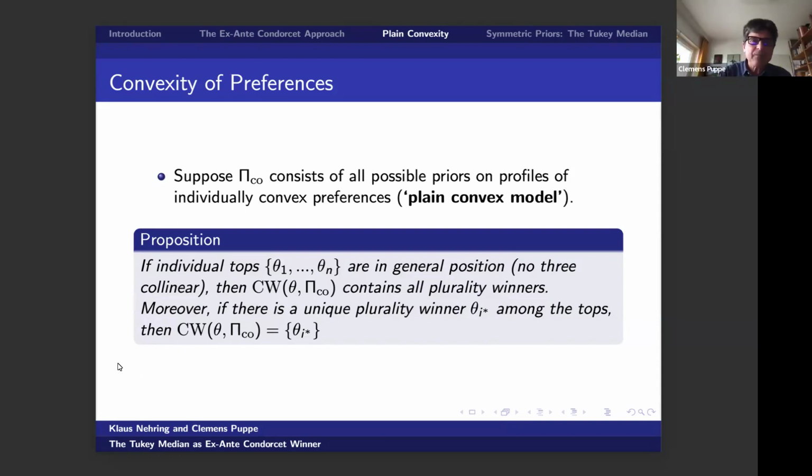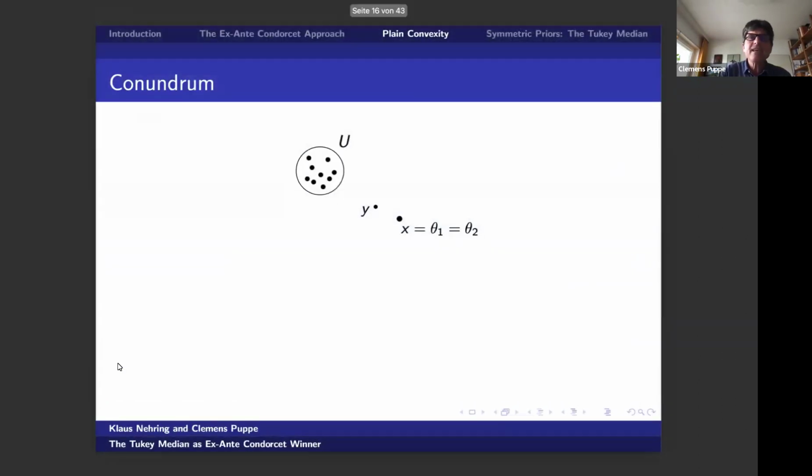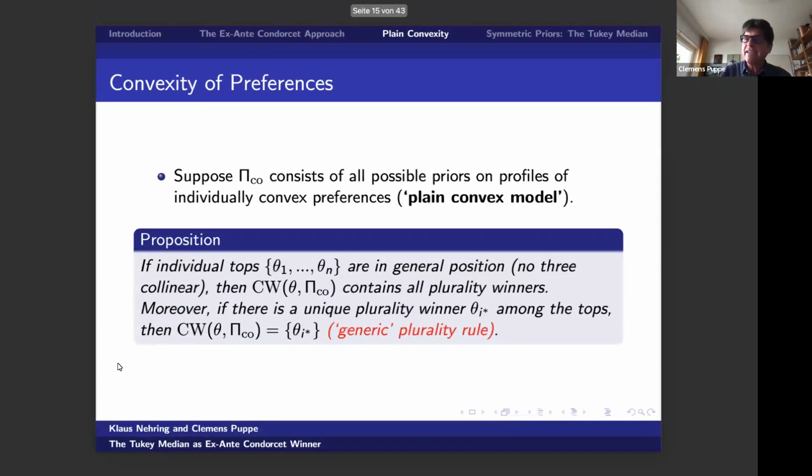But we will come to that. So the result says, I mean, generically, because of the general position restriction, you still have plurality rule. And now this is, I mean, this is counterintuitive, right?